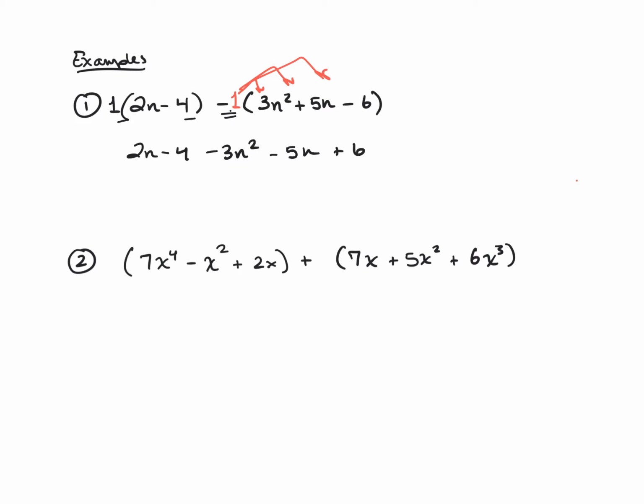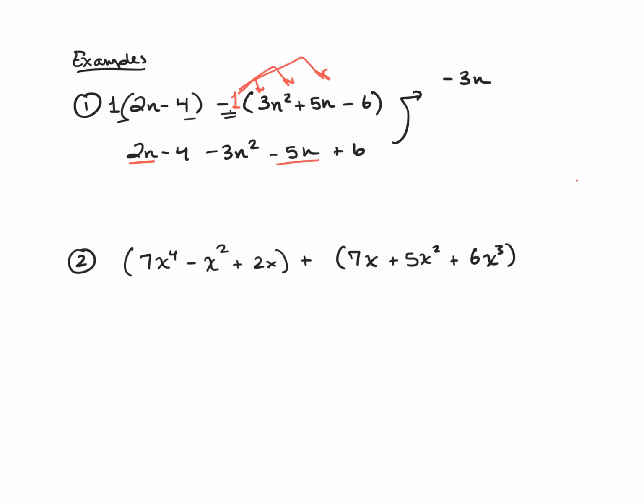So what I'm going to do here is I'm just going to underline like terms. So I have a 2n and I have a -5n. So 2 minus 5 is going to be, okay, in this case, a -3n. So I'm going to go ahead and write my answer up over here.